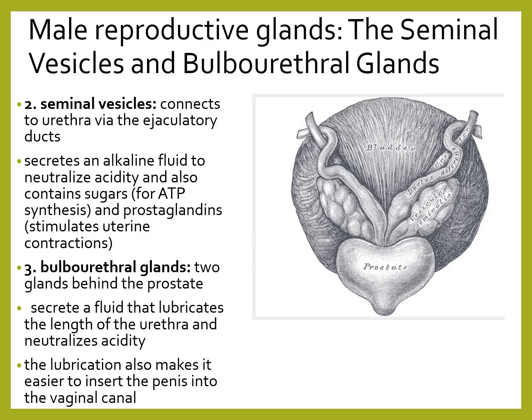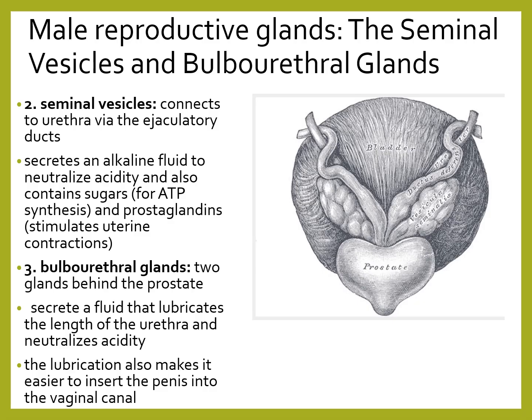But seminal vesicle secretions also contain sugars so that the mitochondria of the sperm can make ATP. I believe most of these sugars are fructose, and they also contain the hormones known as prostaglandins. This class of hormones called prostaglandins is known to promote smooth muscle contraction, and the thought is that the prostaglandins found in the seminal vesicles stimulate uterine smooth muscle contractions to help drive the sperm further up the uterus towards the two fallopian tubes. Finally, we have the bulbourethral glands.